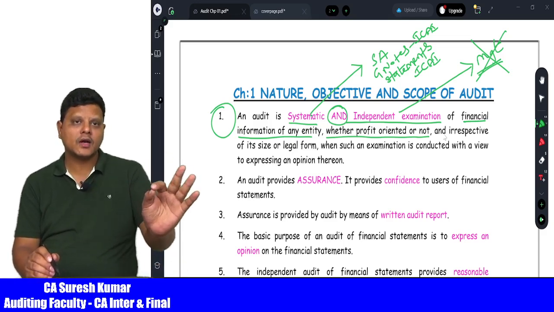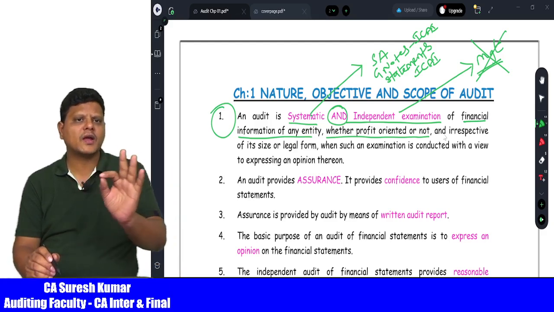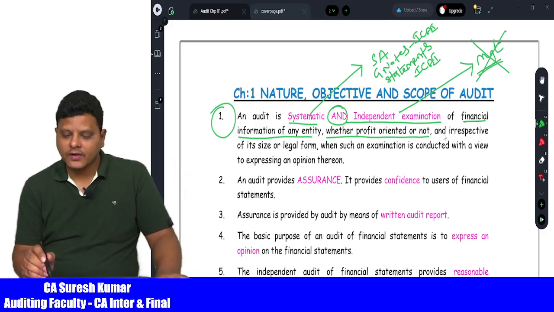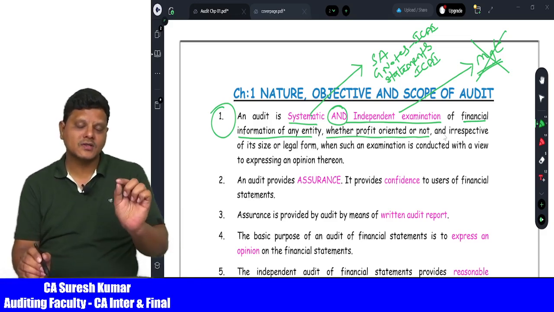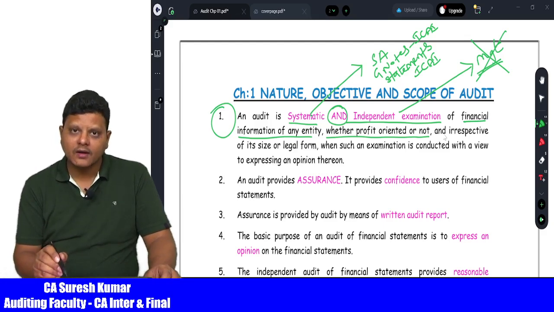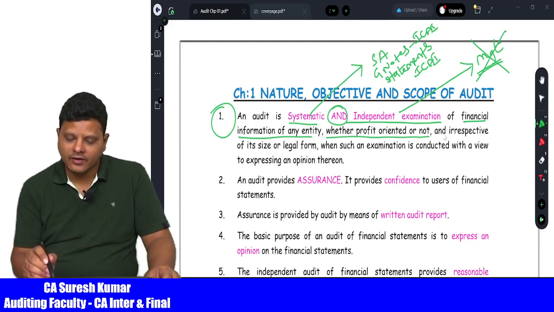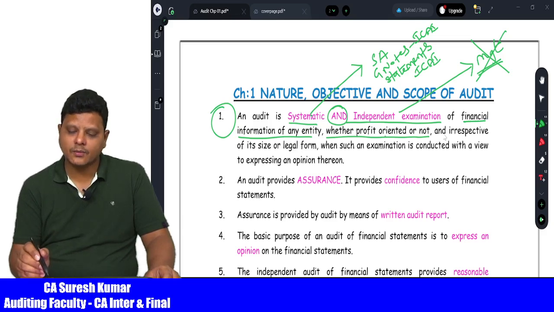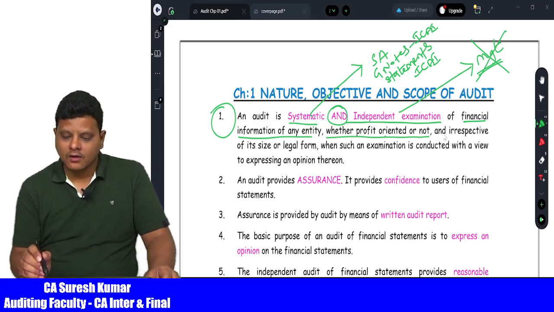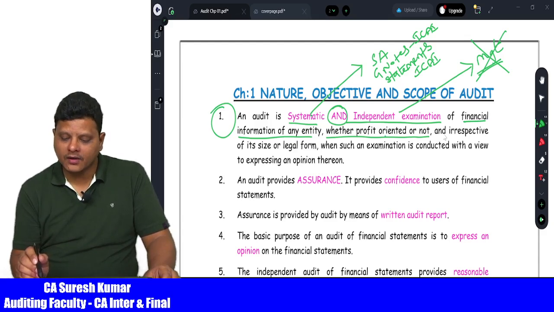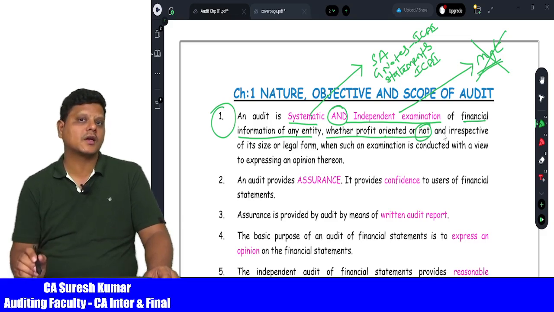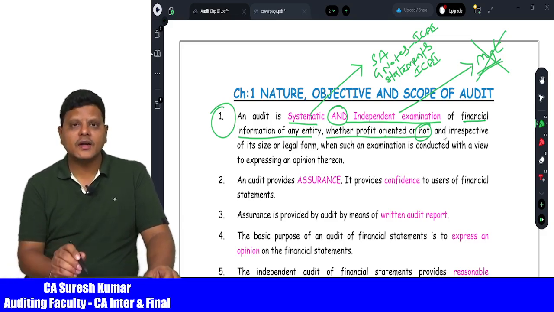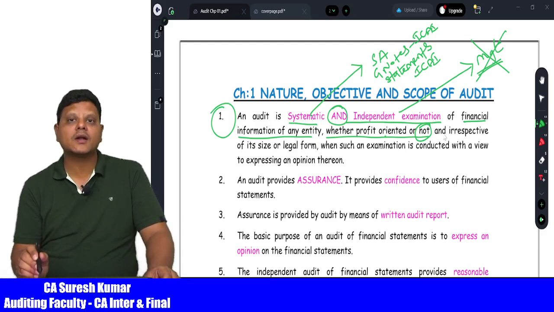I am going to audit. I am not going to audit any other aspects. Now, whether profit oriented or not. Please note this point for examination: whether an audit is carried out for profit oriented entities, I should apply the standards on auditing. Whether an audit is carried out for non-profit motive organizations also, I should apply the standards on auditing. The auditing definition says systematic and independent examination.